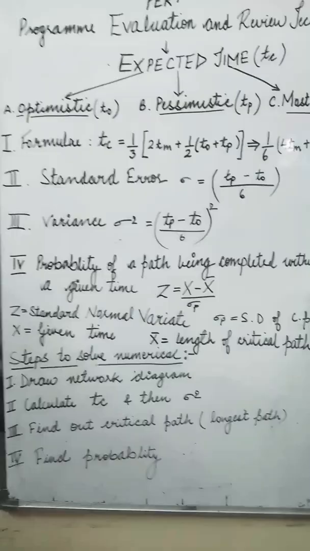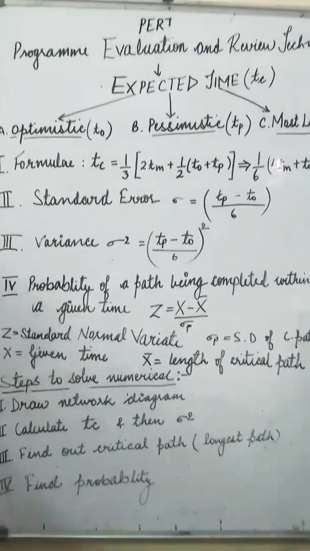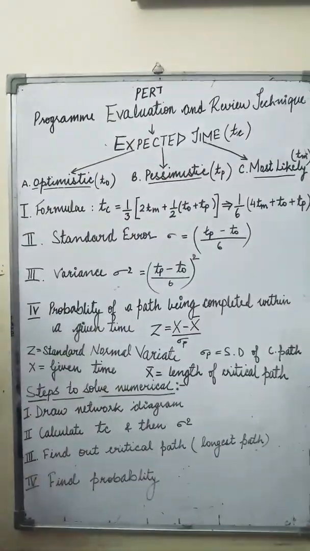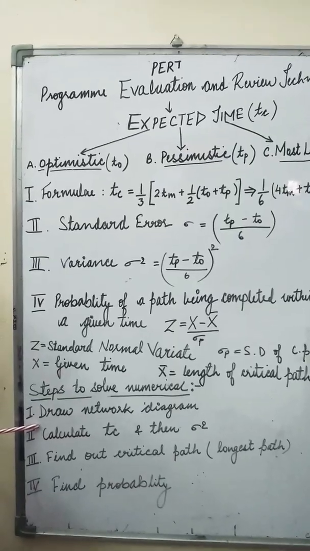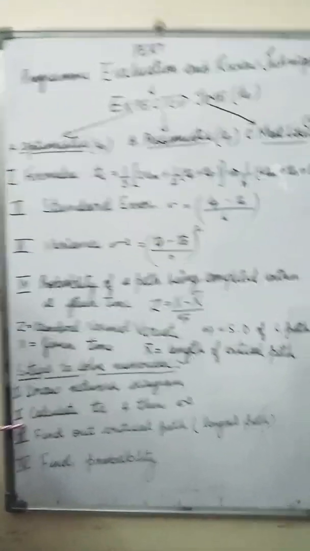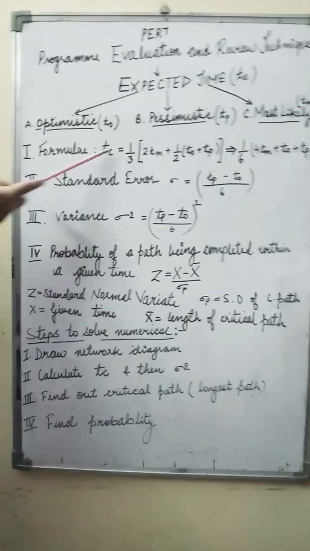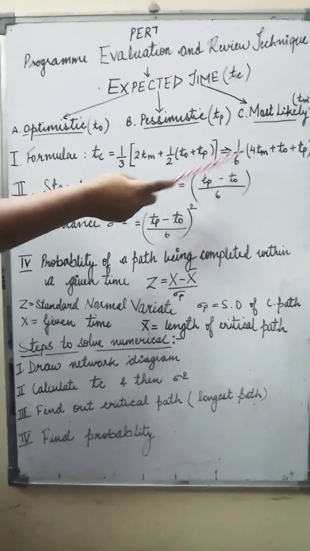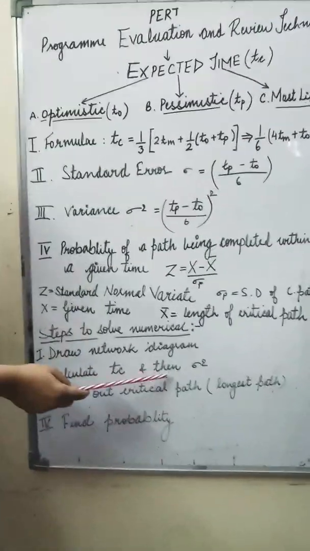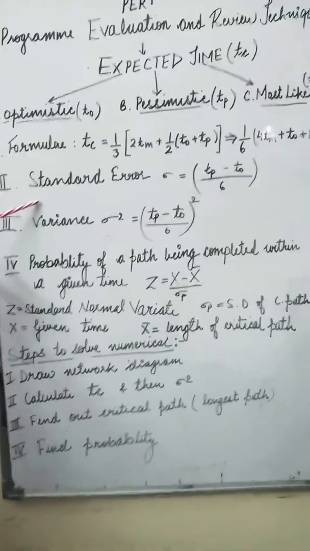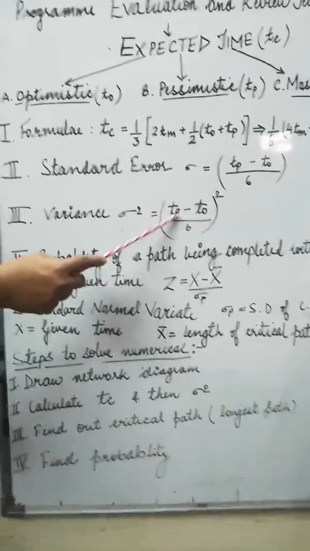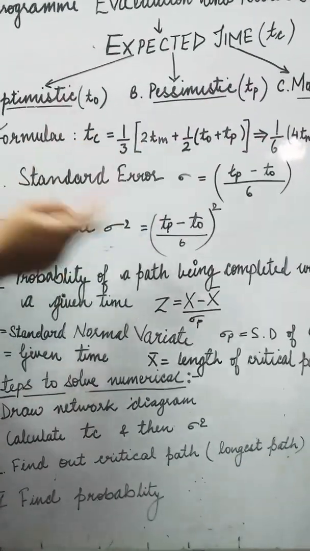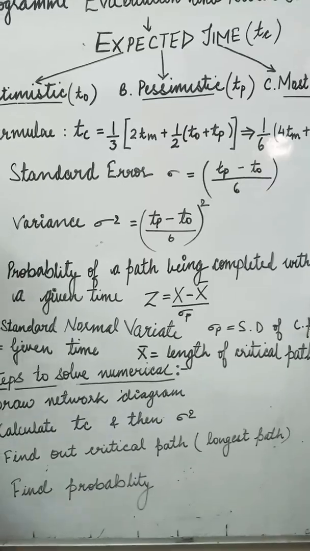For solving any numerical, you first have to draw the network diagram. In the question, you will be given three types of time: optimistic time, pessimistic time, and most likely time. So first you have to draw the network diagram. After drawing the network diagram, you have to calculate the value of TC by this formula. Then you have to calculate the variance. First you will calculate the standard deviation and then you will square it to get the variance. These values TP, TO, TM, all these are given in the question.